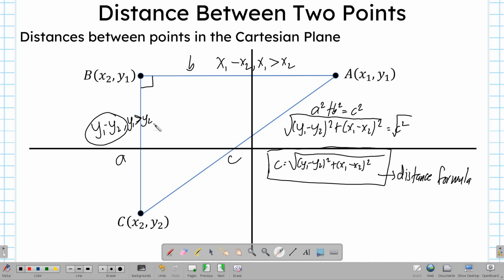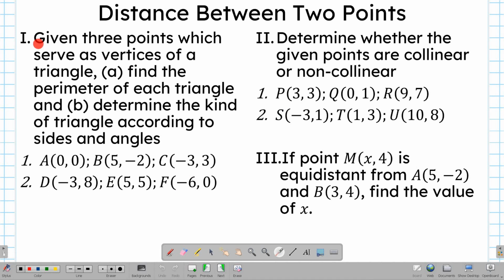So, doon na galing ang distance formula. Now, although it might be good practice to just start off finding the distance between 2 points, let's already apply it in analyzing geometric situations or geometric problems. Like, we're given 3 points which serve as vertices of a triangle.